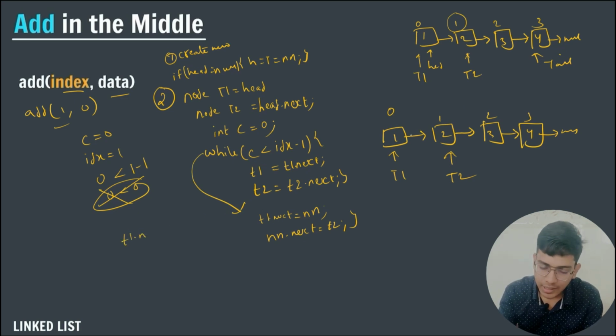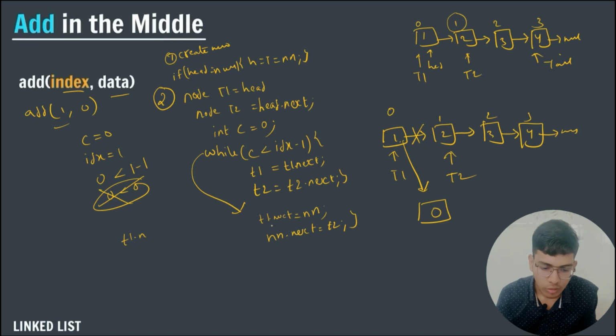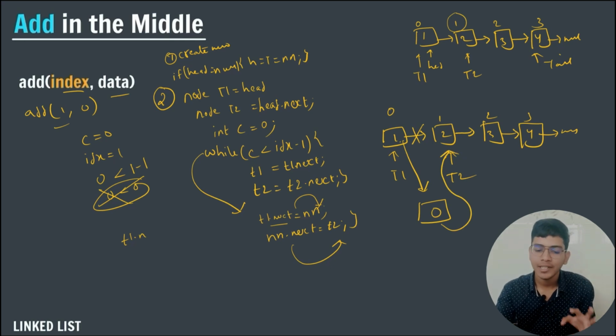What I will do is t1 dot next. Instead of pointing to the old next node, I will point it to my new node. So t1 dot next will point to my new node, and new node dot next will point to t2. This is how I'm going to add elements in my linked list at a particular given index. Now let us code this thing.